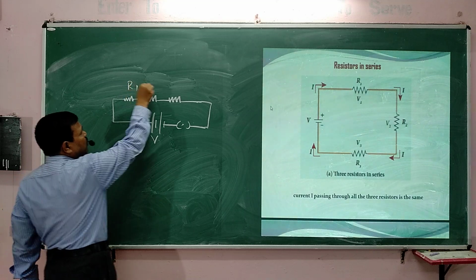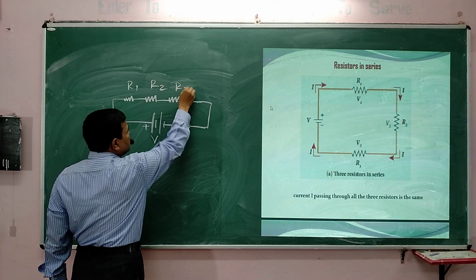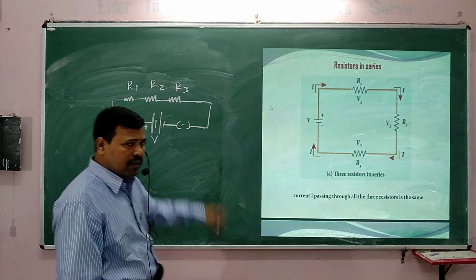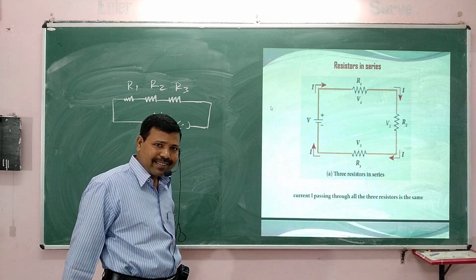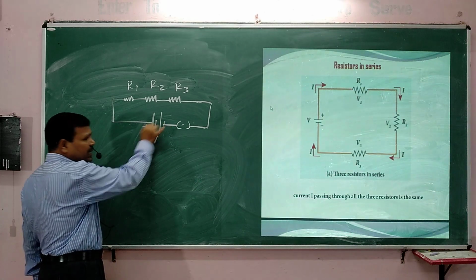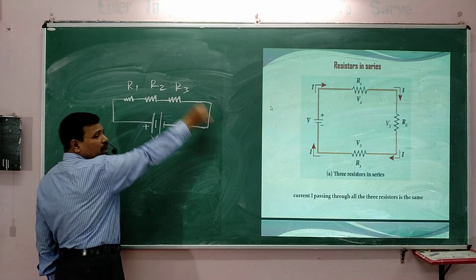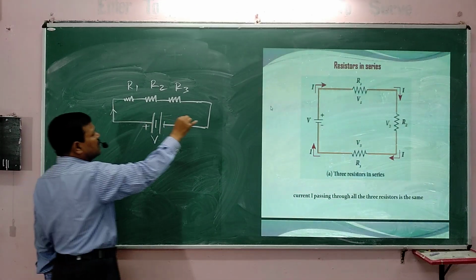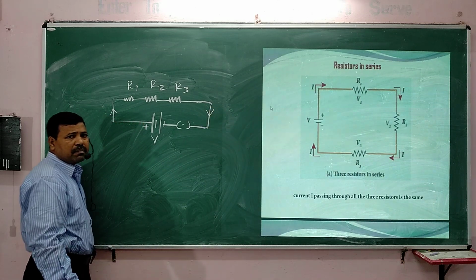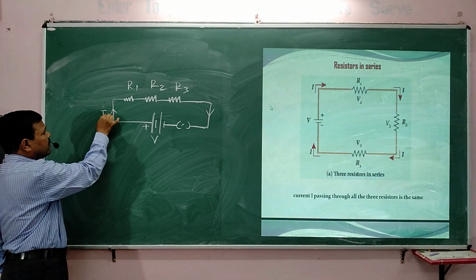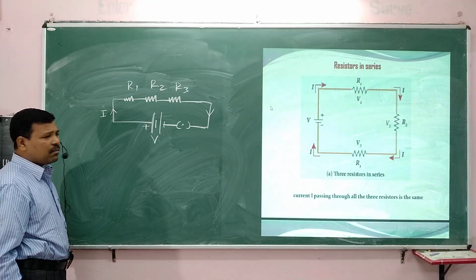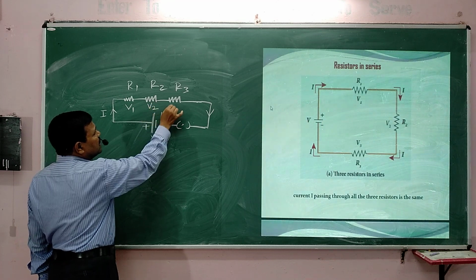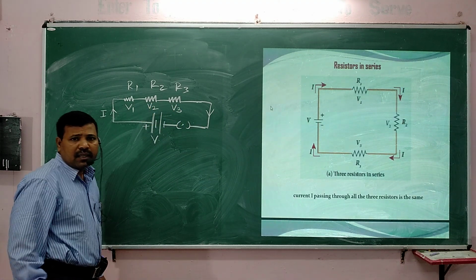This resistance is R1, this is R2, and this is R3. Remember that whenever resistors are connected in series, there is only a single path. In a single path, the electric current is the same, that is I. Electric current is the same, but the potential difference across each resistor will be different.